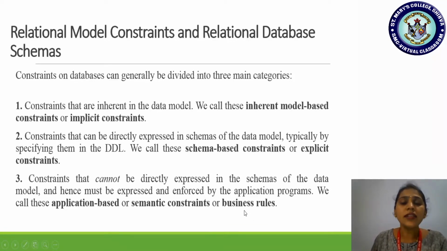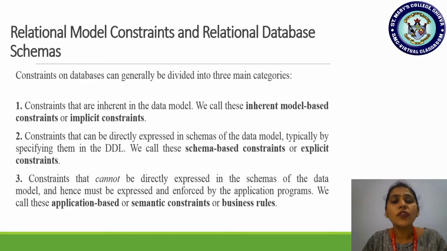So there are certain other restrictions or rules that we cannot add explicitly, like the second way just told. So certain restrictions or rules have to be programmed through certain application programs, like through coding. Okay, so such type of adding the rules, we call it what? Application based or semantic constraints or business rules.